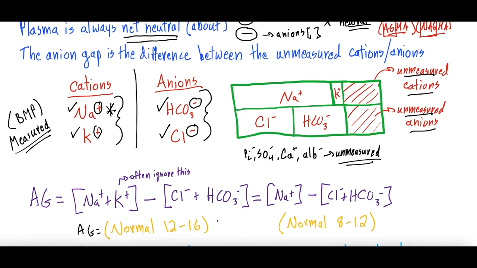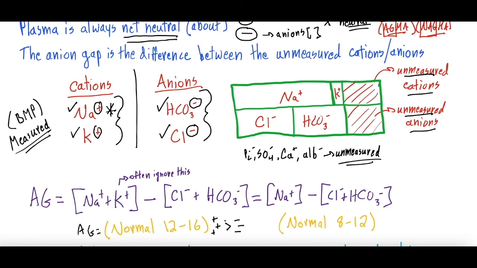So what that is saying is that this equation leaves 12 to 16 more positively charged cations than negative anions, right? But plasma's net neutral. So what it's essentially saying is something is going on in the body where this equation is always going to leave more positive than negative.